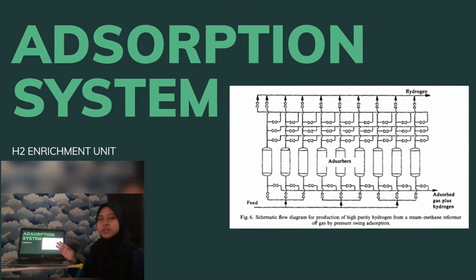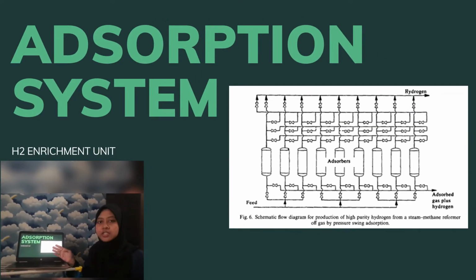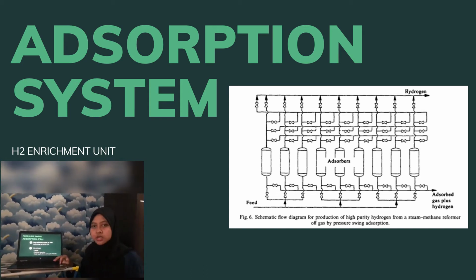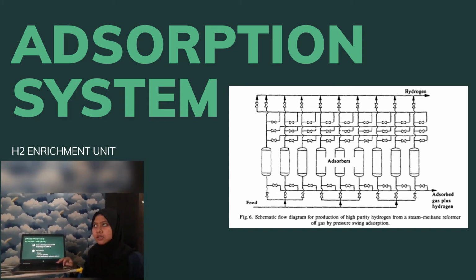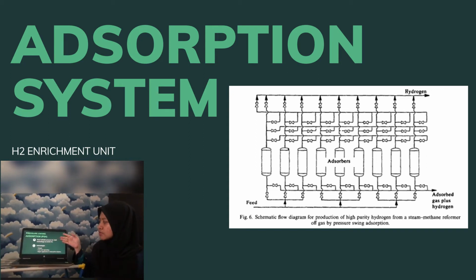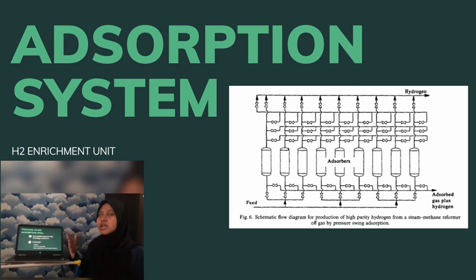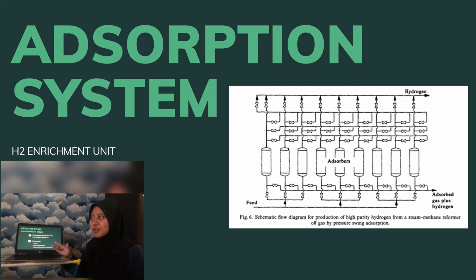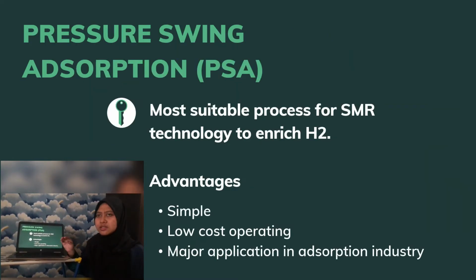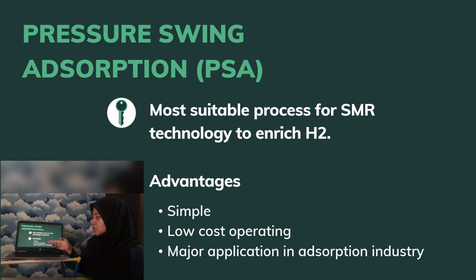I will present the adsorption system for the hydrogen enrichment unit. After some research, we chose pressure swing adsorption. It is the most suitable process for SMR technology, which enriches and also purifies the hydrogen. The other advantages are that it is simple, it has low operating cost, and it is the most used, a major application in the adsorption industry.